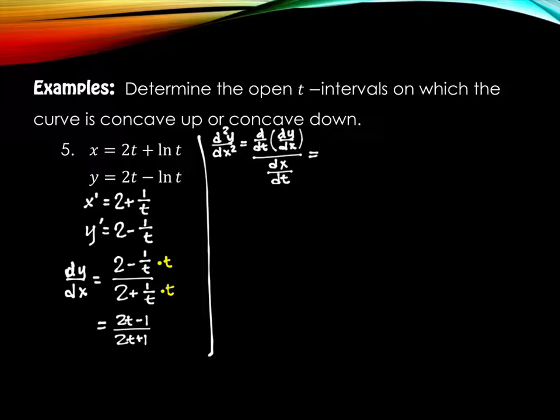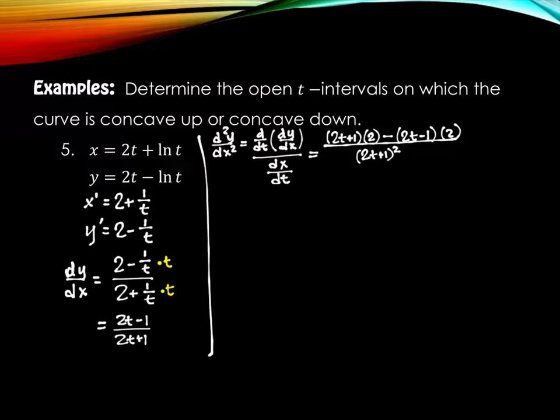Somebody walk me through what you would have. You get 2t plus 1, the denominator, multiplied by 2, the derivative of the numerator, minus 2t minus 1, the numerator, multiplied by 2 because that is the derivative of the denominator. Fantastic. And then you're going to have 2t plus 1 squared, the denominator squared. Yes, sir. Good job.